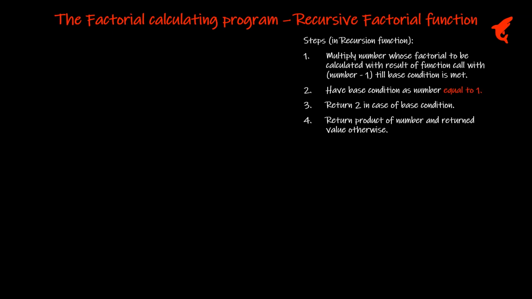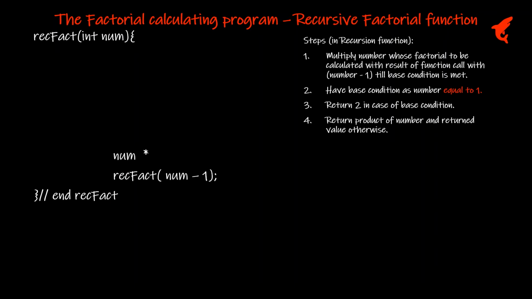Now let us look at the actual factorial calculation program. The rectfact function with one parameter num, bracket open, bracket close, and then we are going to multiply the num value with the function call as mentioned in our step 1. In that function call we are going to reduce the value of num by 1 and then make the call. Remember, here we are not actually changing the value of num, we are in fact sending num minus 1. So in this function, the value of num remains the same. What is passed is num minus 1.